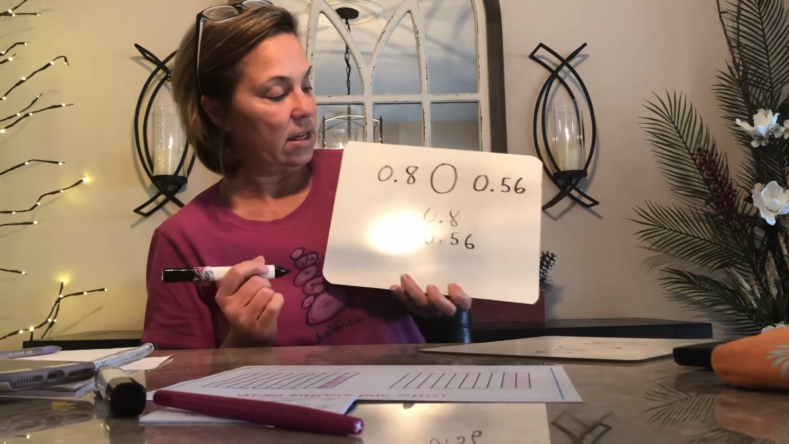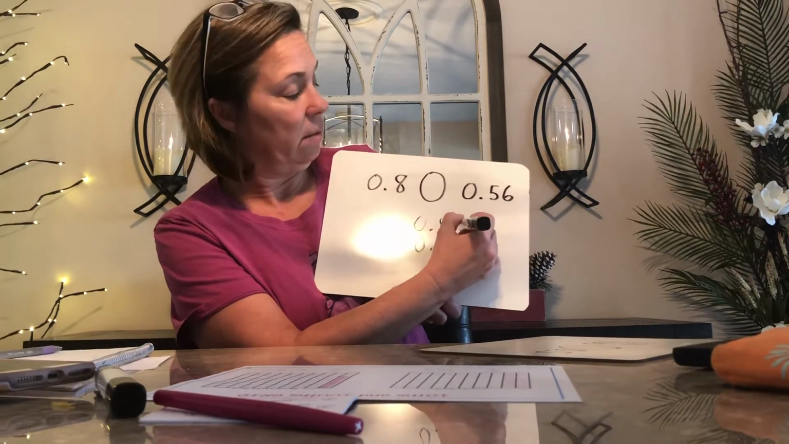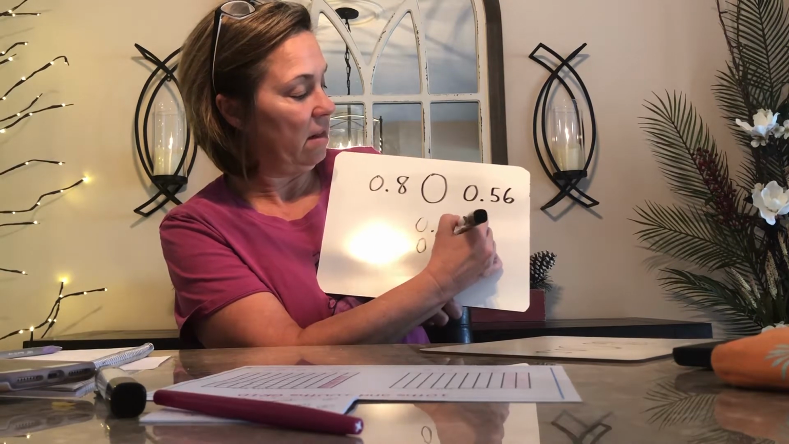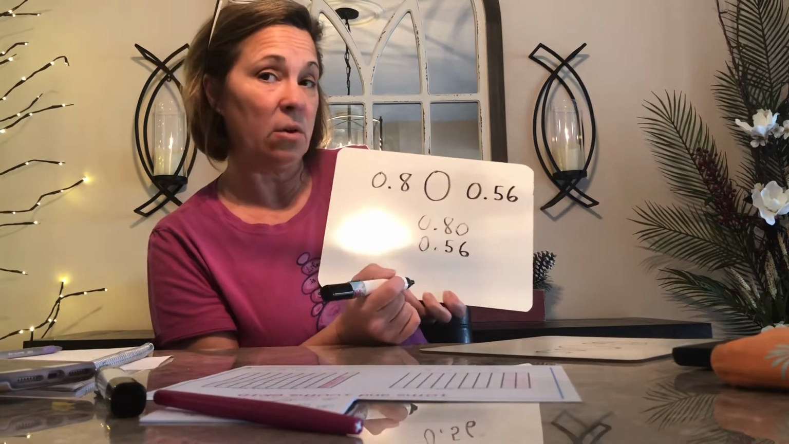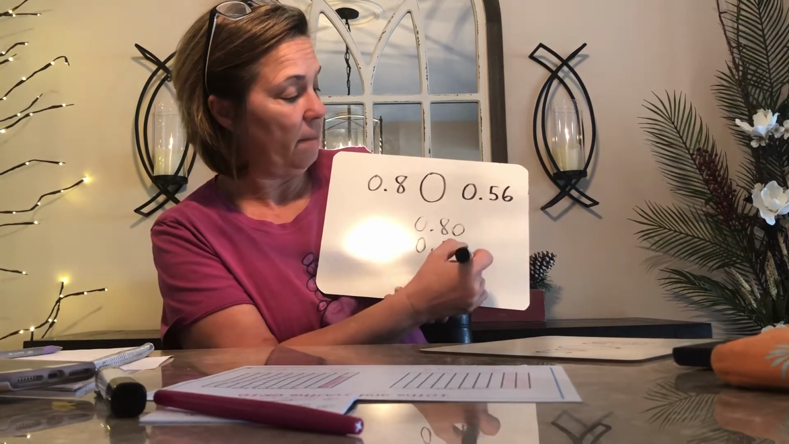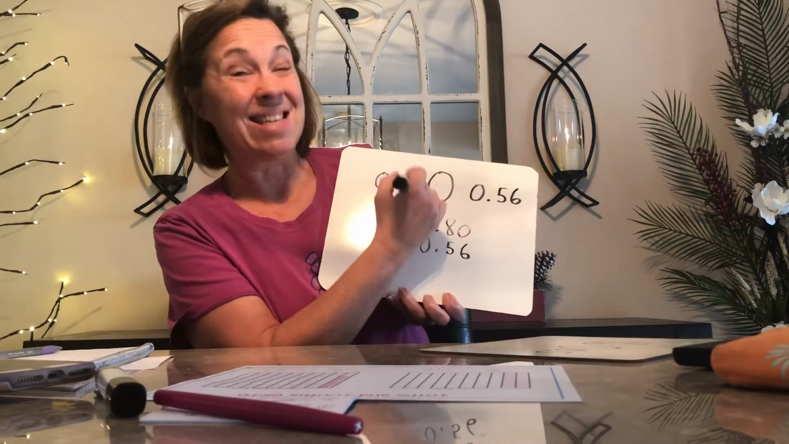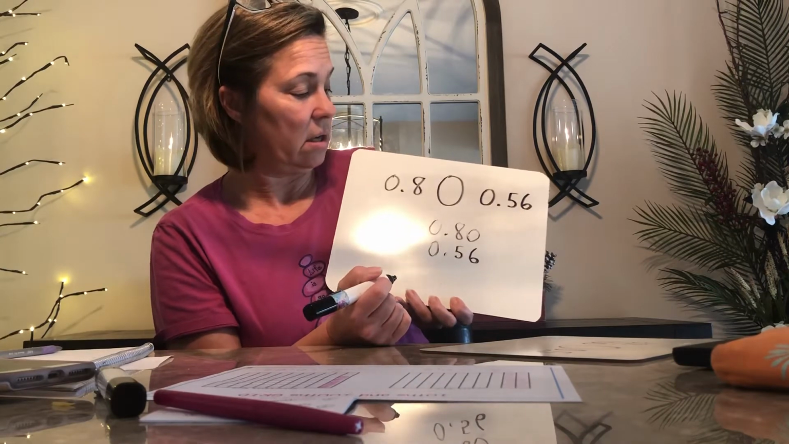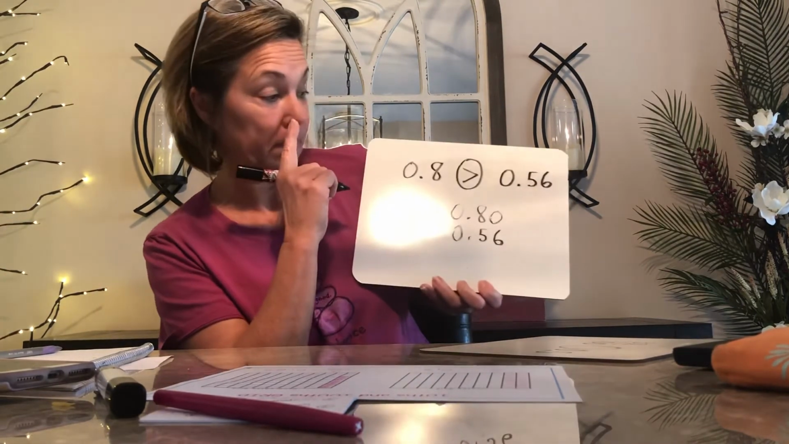The thing is 8/10 is the same amount, or is equal to, 80/100. So I would fill in this 0 here so that I have a digit in every single place. So they all line up. And now you can tell 80/100, which is the same as 8/10, is more than 56/100. So then I would put in my sign like that.